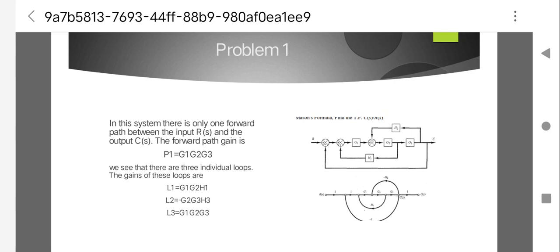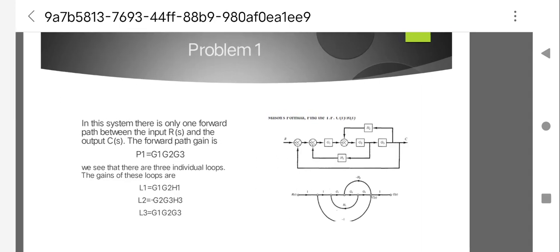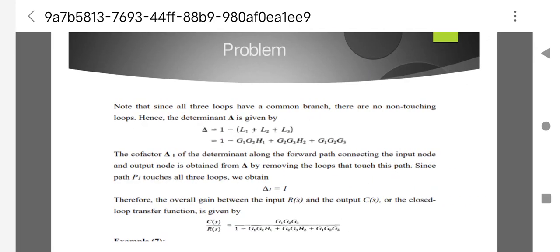This comes from the signal flow graph of the oriented graph. Problem 2. Note that since all these loops have a common branch, there are no non-touching loops, so the determinant delta is given by delta equal to 1 minus (L1 plus L2 plus L3), where delta is 1 minus G1 G2 H1 plus G2 G3 H3 plus G1 G2 G3. The cofactor delta 1 of the determinant along the forward path connecting the input node and the output node is obtained from delta by removing the loops that touch the path. Since path P1 touches all 3 loops, we obtain delta 1 equal to 1.